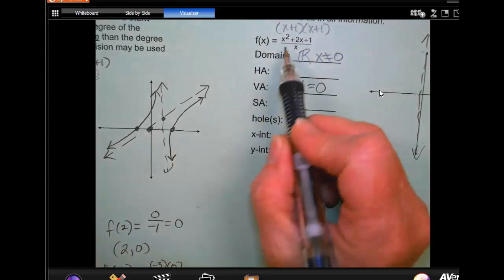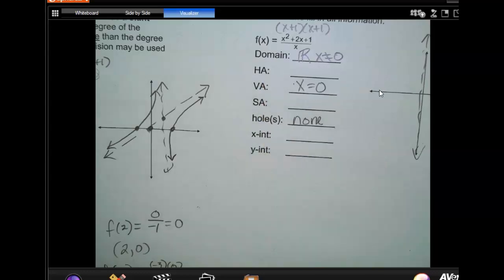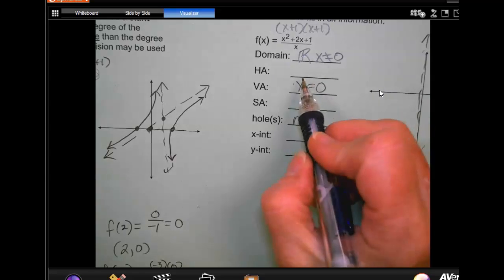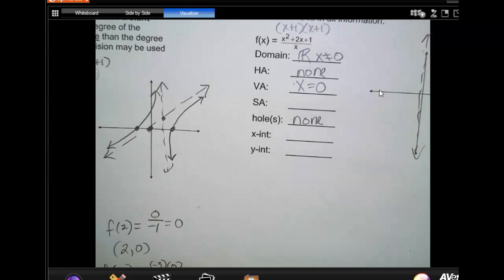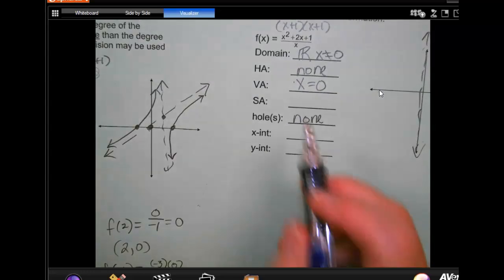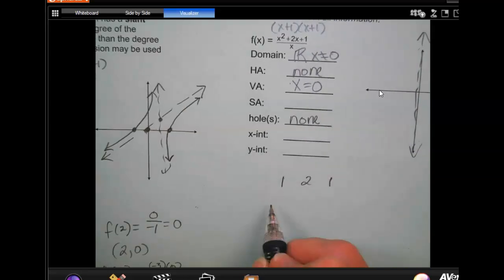So next, the exponents are what I look at for the horizontal asymptote, but it's top heavy. So do I have a horizontal asymptote? None. But is it one more? If it's one more, what do I have? I have slant. So I'm going to do 1, 2, and 1.